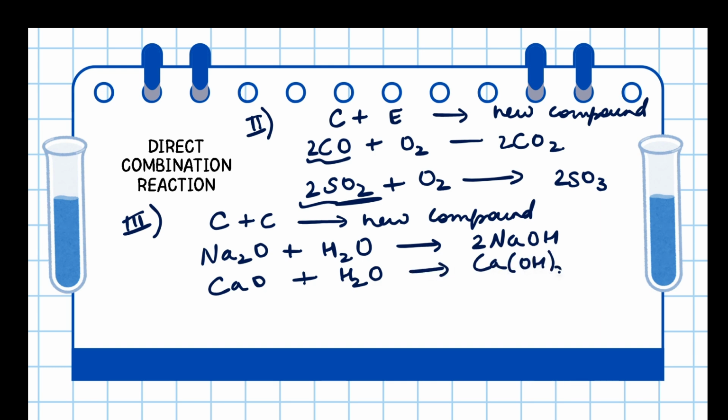calcium hydroxide. This is an important point which you can remember: metallic oxides, when dissolved in water, form the corresponding base, which can also be an alkali. Later on, in higher grades, you will understand the difference between a base and an alkali. As of now, remember that sodium oxide dissolves in water to form sodium hydroxide, and calcium oxide dissolves in water to form calcium hydroxide. So these are the different types of reactions which you are going to remember for your direct combination reaction.